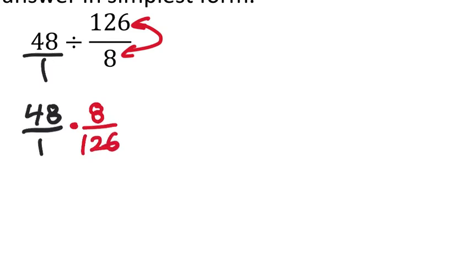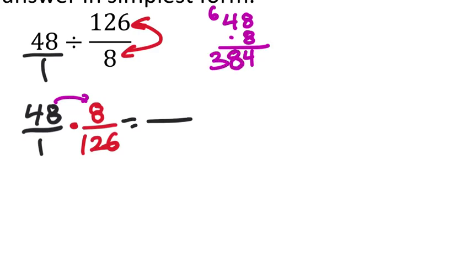Now, for me, I would notice that 8 and 126 actually can be simplified. Let's say that you didn't notice that, then you'd probably just do some straight multiplication on this, right? So I'd say multiply your numerators, 48 times 8. Let's see what we get from that. I'm going to stack it because I need it. 8 times 8 is 64, carry the 6. 8 times 4 is 32, what am I thinking? 32 plus the 6 makes that 38. So that's a new numerator of 384. In the denominator, I got 1 times 126, which is 126.